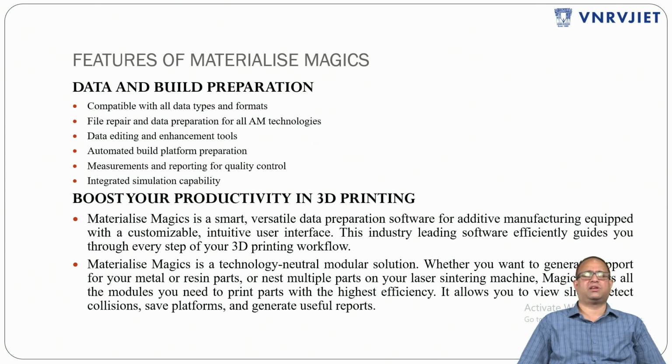What is required for data and build, how to build the models, compatibility with all types of data formats, file repair and data preparation for all AM technologies, data editing and enhancement tools, automated build platform making, and measurements and reporting for quality control. These are the points which are required, and they play an important role in the features of Materialise Magics. Materialise Magics is a leading software for efficiency. It guides you through every step in the additive manufacturing workflow. So this is the main point, especially.